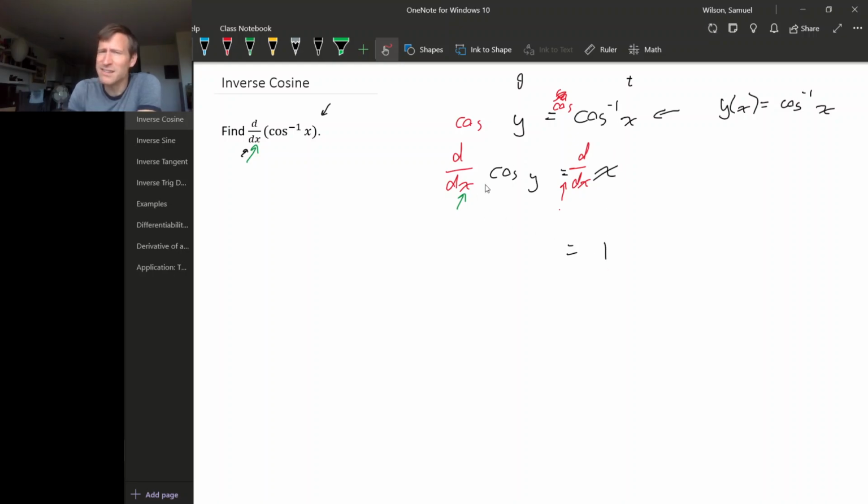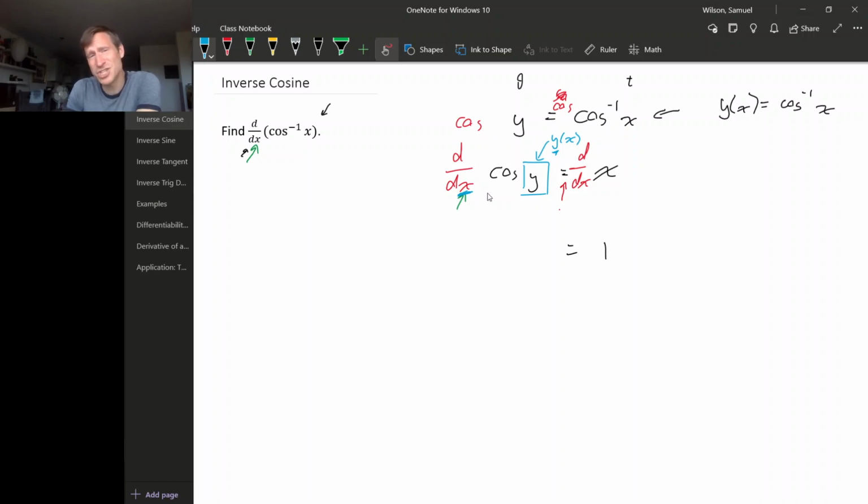But the left-hand side is a little bit tricky, because we're taking the derivative of cosine, but the thing inside of cosine isn't x, right? We're taking a derivative with respect to x. This isn't x, it's y. And y is really a function of x. So you can see we have a cosine function on the outside, but the y function on the inside. So this left-hand side is really a composition of functions of x.